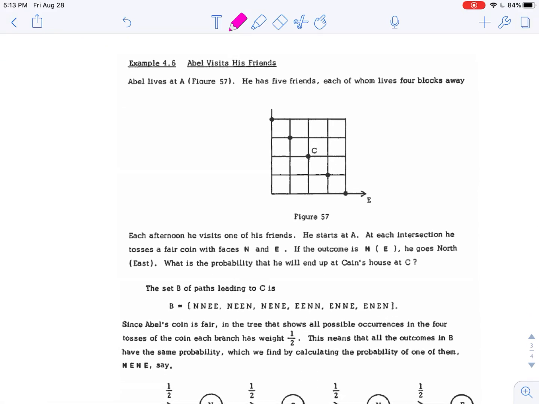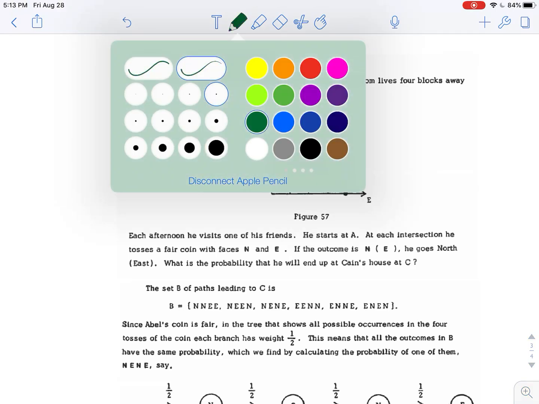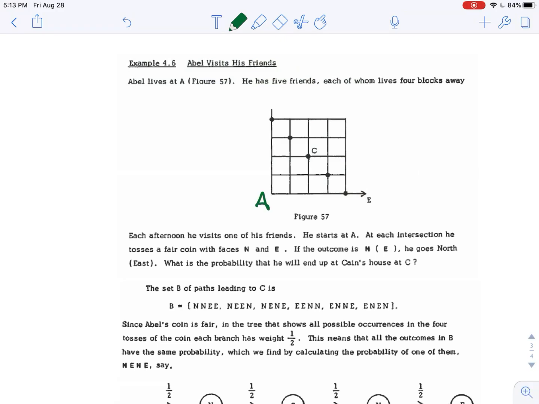This next one here, it's another probability type question where Abel is living at point A on the diagram, not well labeled. That's okay, I'll put it in right there. There's my point A. Here's point B. We'll call this C. Actually, excuse me, C's already labeled. Let's call this D, please. There we go. And there's E. We'll call this point F. Why? Because I can. So he lives at A. This is Abel. And he has 5 friends, each of whom lives 4 blocks away. Friend B, friend D, friend C, friend F, friend E.